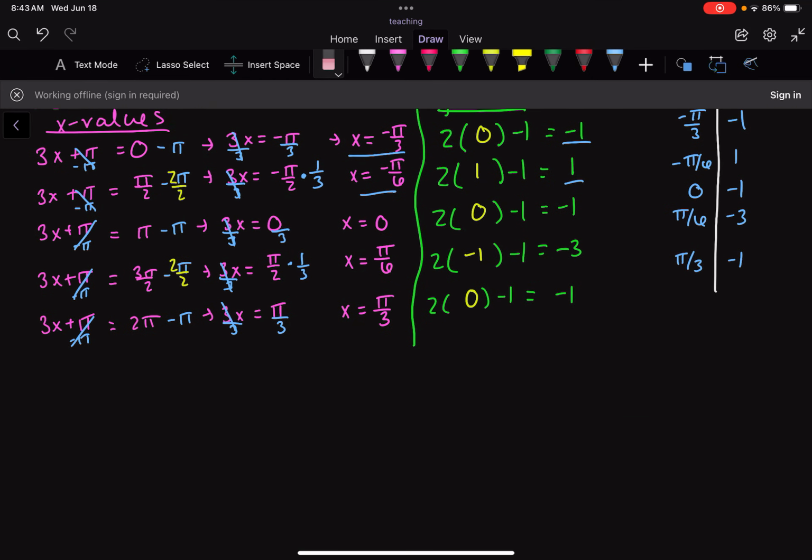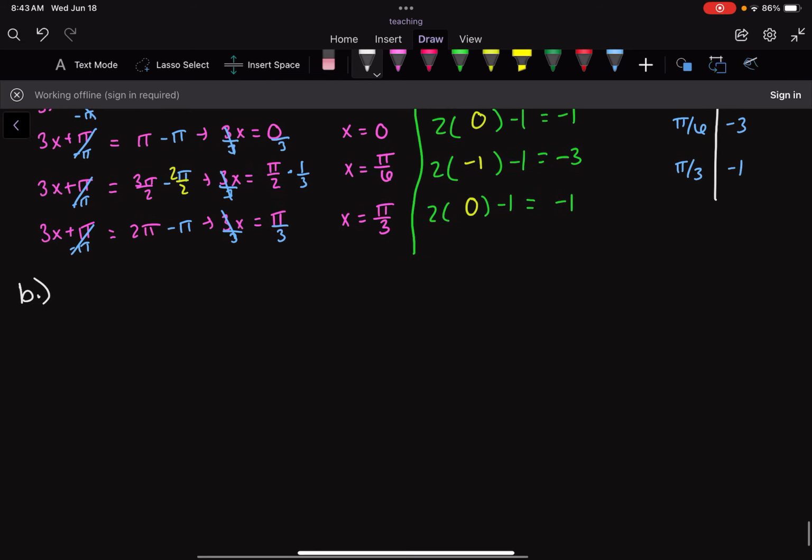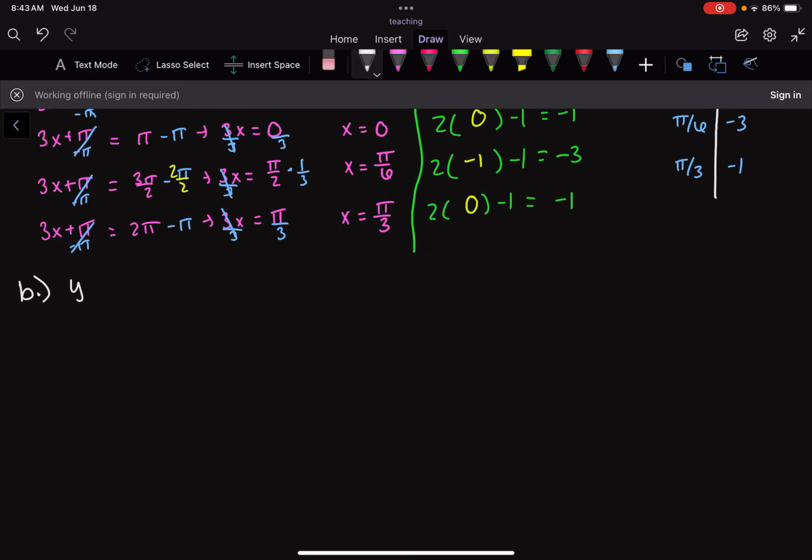Let's do another one. So now I'm going to do a cosine one so that we have some experience with both. So let's do y equals, let me throw in maybe a negative in here just to see what happens.